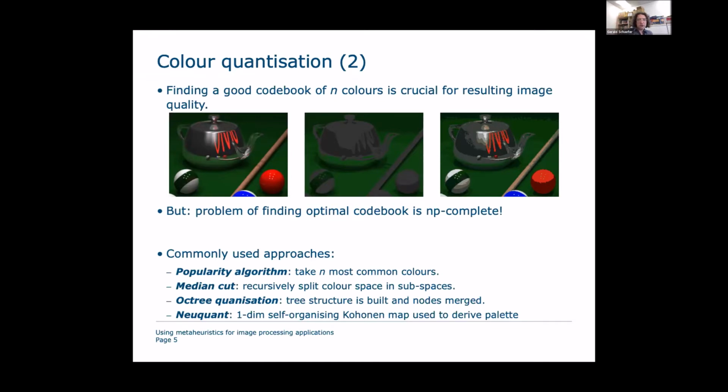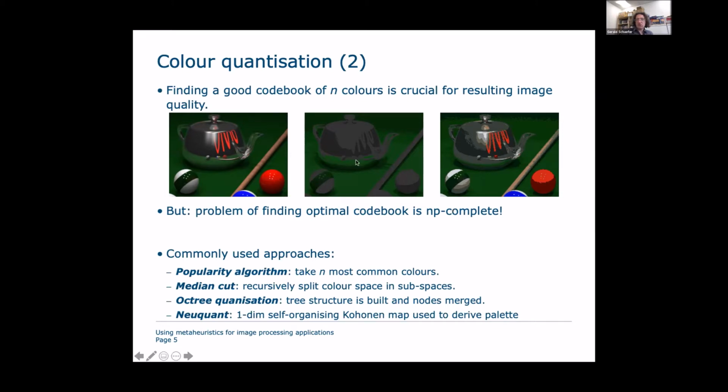So what you see here is, you've got examples on the left-hand side. You see a nice image of a teapot and some billiard balls and so on. So that's the original image, the true color image. And then you see two differently quantized images. Each of those two images has just 16 colors.